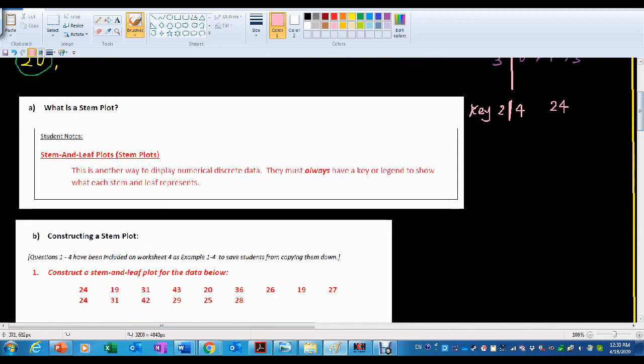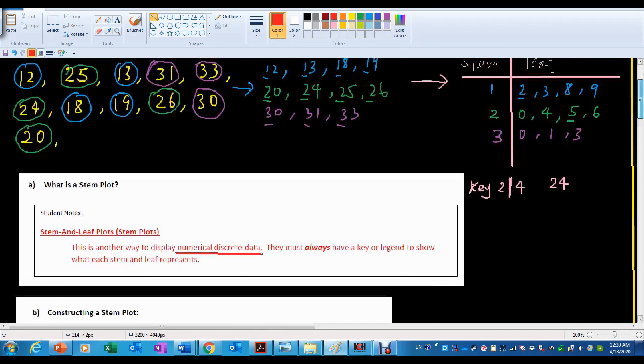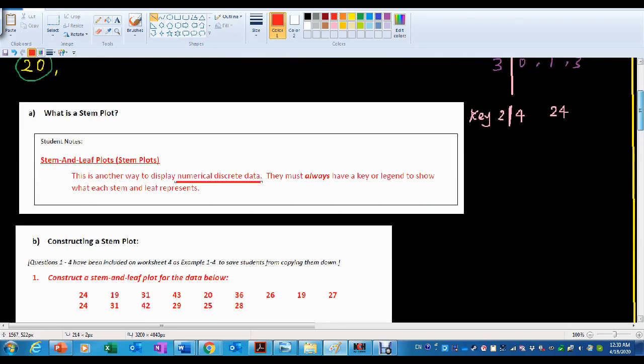Let me put it into words. Stem and leaf plots are another way to display, display means representation, numerical discrete data. It must be numerical discrete data. Why? You see, all these are integers. If they are not integers, if they are continuous, then it becomes impossible to represent. They must always have a key or legend to show what each stem and leaf represent.